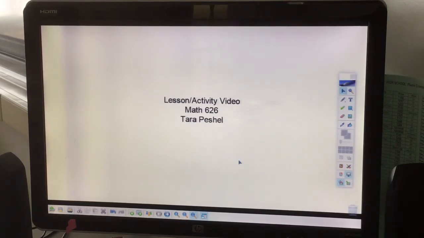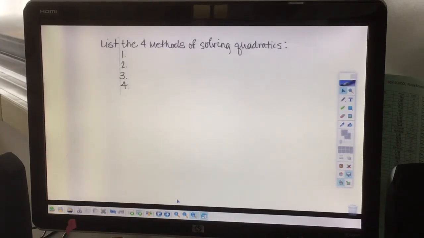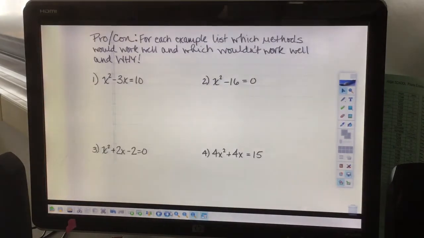So, my lesson: I would give the students a worksheet and start with listing the 4 methods of solving quadratics, maybe writing a little notation to remind them which is which. We call factoring "multiplies to, adds to." We could write down the quadratic formula, but have those listed at the top of our paper. And then I would give them 4 quadratics. We're going to make a pro and con list for each one. So for each example, list which methods would work well and which wouldn't work well and why.